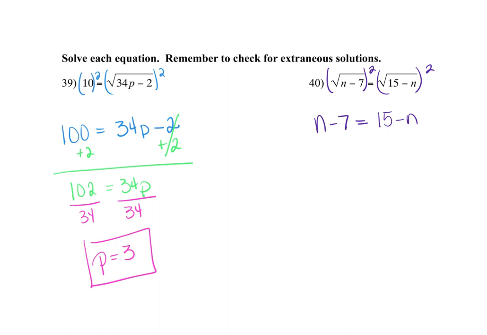In this case, I want all my variables to one side. So I'll add the n over here. And then I want my numbers on the other side. So I'll add my 7 to the other side. So n plus n will give me 2n. 15 plus 7 will give me 22. And then I'll finish it out by dividing.